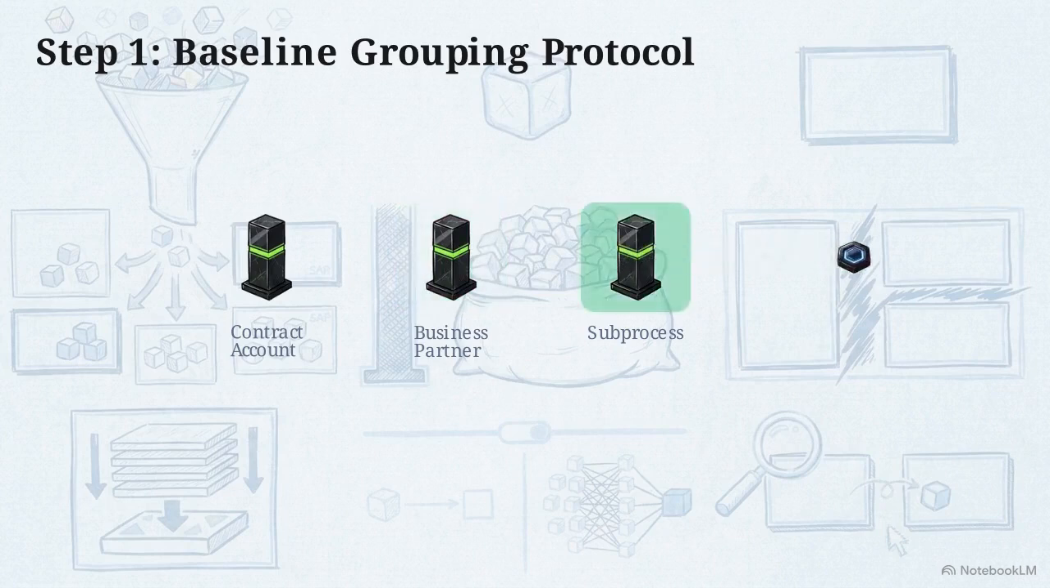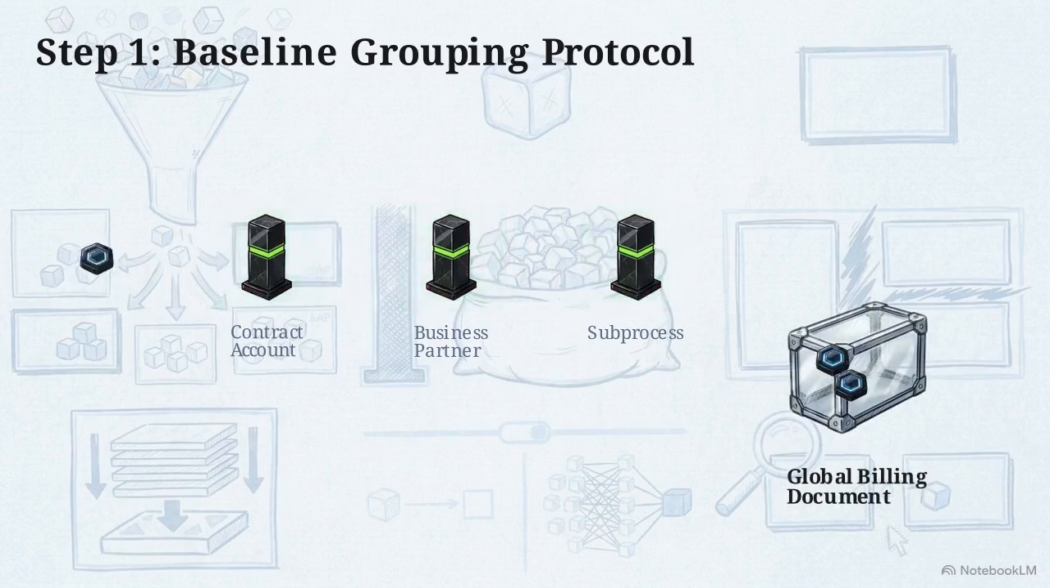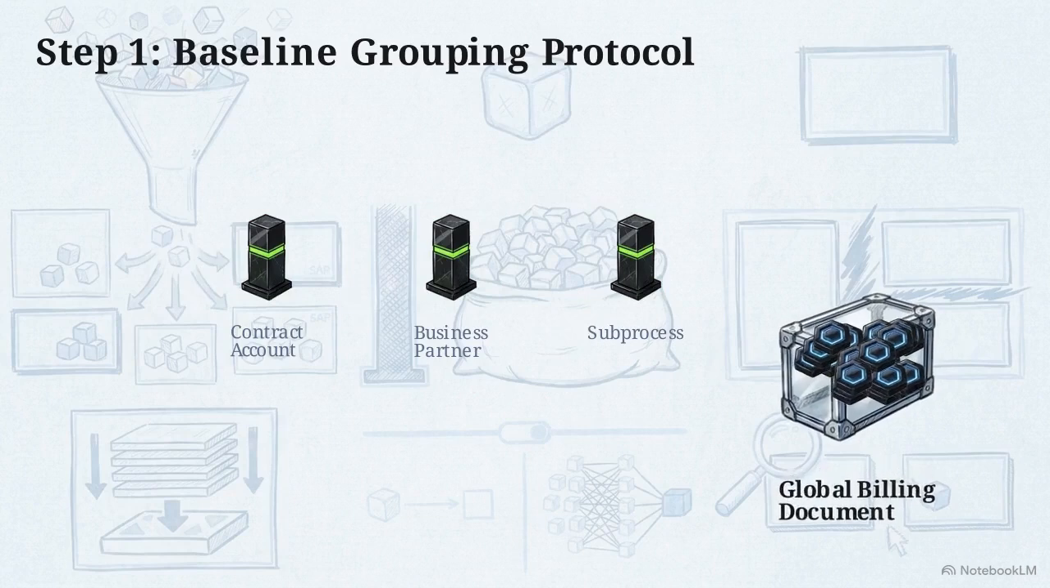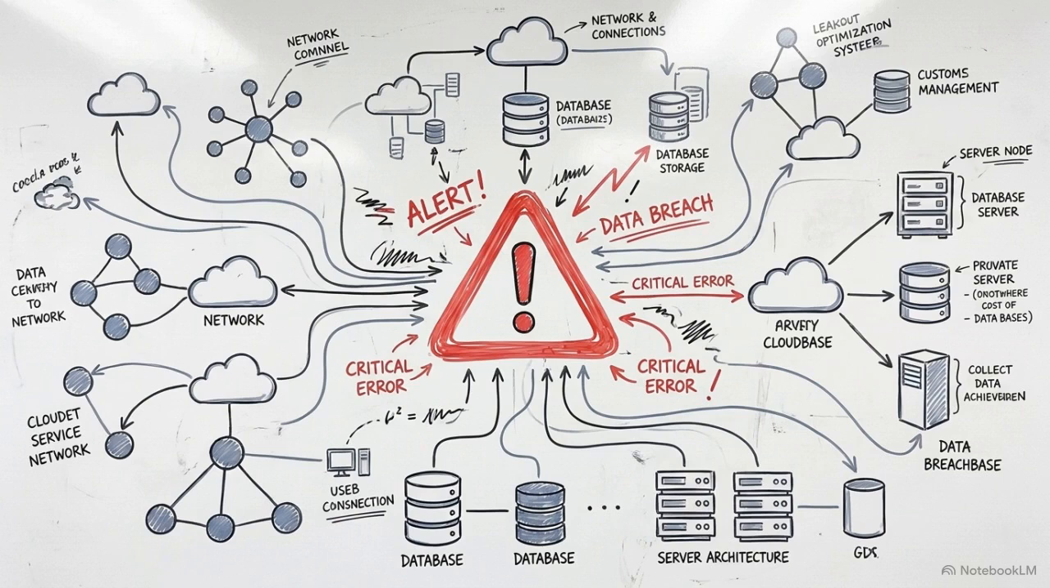data. This baseline protocol forces incoming items through a sorting filter, requiring exact matches on contract account, business partner, and subprocess. It rejects items diverging on even one field. Without further logic, Step 1 dumps all matching items into a single, massive global billing document. For complex enterprise architectures handling varied services, this baseline default is functionally insufficient.